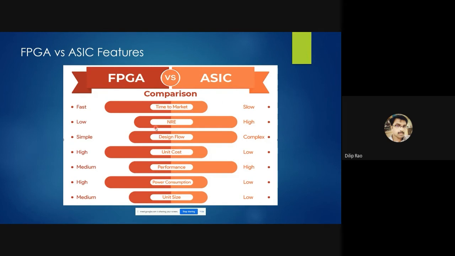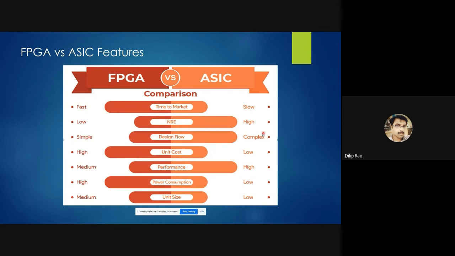Then non-recurring engineering cost is also something that I discussed. It's low on the FPGA side and high on the ASIC side. Design flow is quite simple on the FPGA side because most of the complexity is hidden behind the tool. You already have a prefabricated IC. You don't have to break your head to get it going. All you need to do is make sure that you have a decent design and a decent set of constraints, and then you are done.